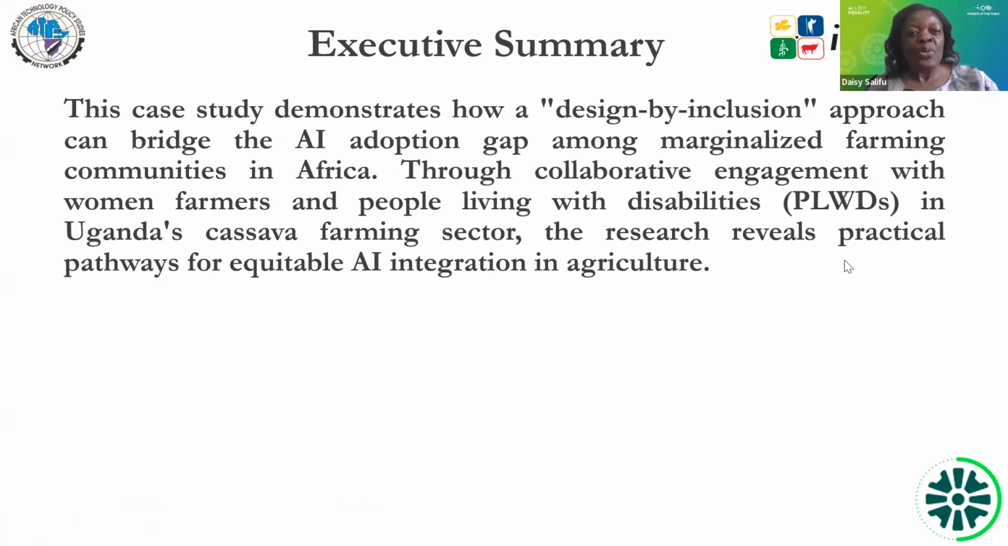So design by inclusion can bridge the AI adoption gap among marginalized families in Africa through collaborative engagement with women farmers and people living with disabilities. In Uganda's cassava farming sector, the research reveals practical pathways for equitable AI integration in agriculture.